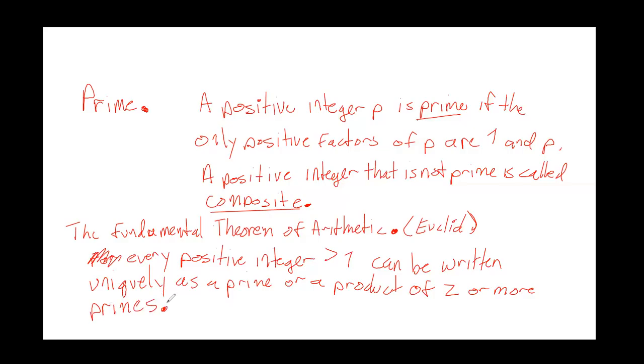This fundamental theorem of arithmetic is also referred to as the prime factorization theorem, the fact that we can write out each number uniquely as a product of primes. Are they unique? The primes are not unique. The prime factorization is unique for each number. So you could have 2 times 2, for example, which would be 4.